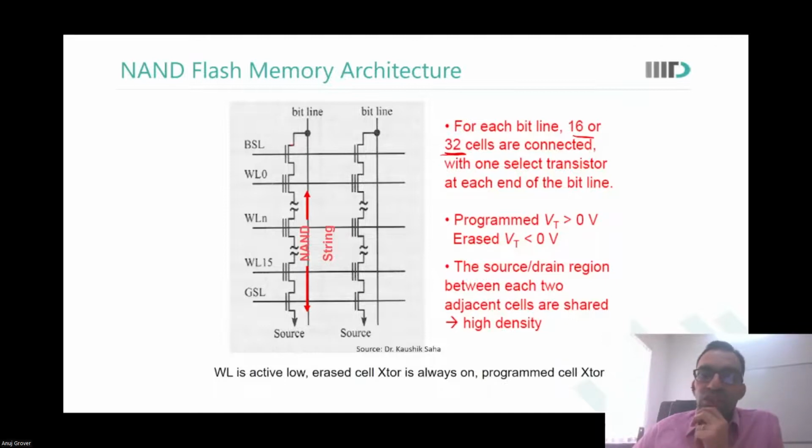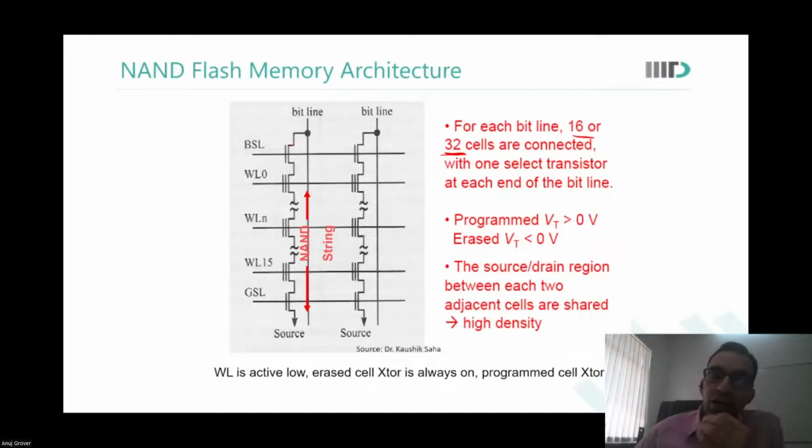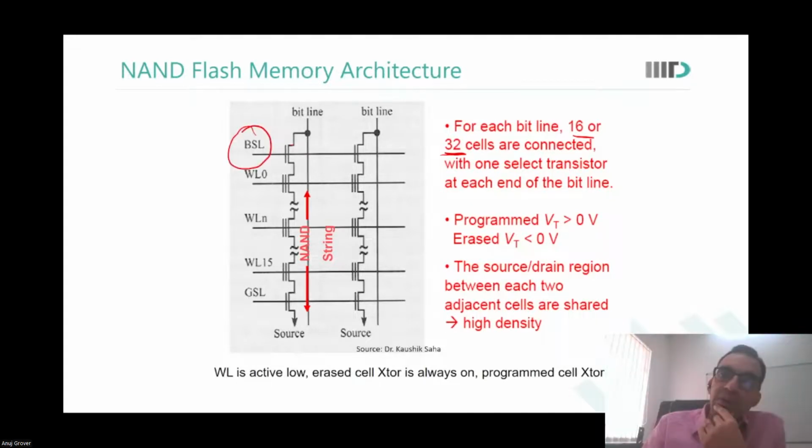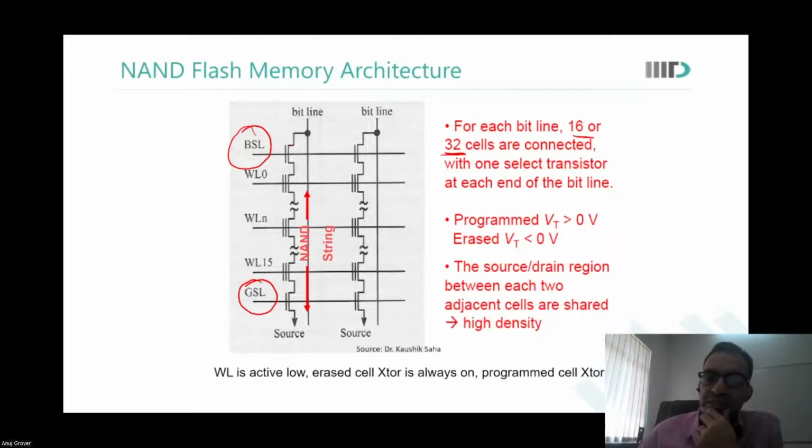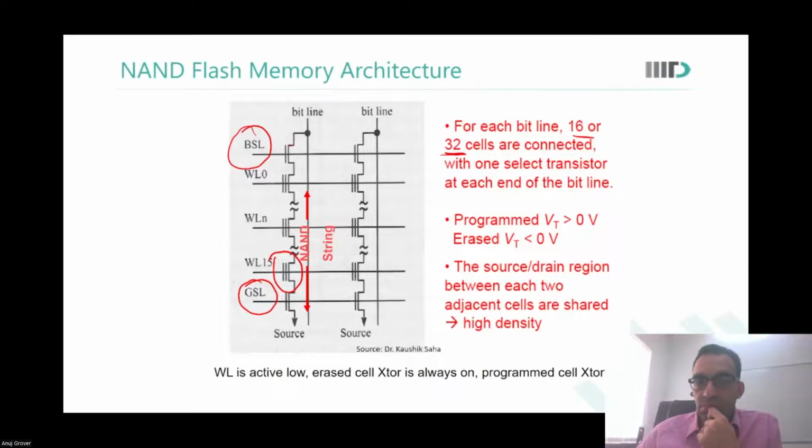Interestingly, the source and drain region over here now do not need a contact. See, in the NOR flash, you need a contact for the drain where the bit line would connect and a contact for the source where the source line would connect. Over here, we have bit line select and ground select signals. There are two regular MOSFETs that do not have the control gate mechanism, and only they connect to the source or to the bit line. There is no requirement of contact in between the flash cells now. So the density of the NAND flash is much higher than that of the NOR flash.